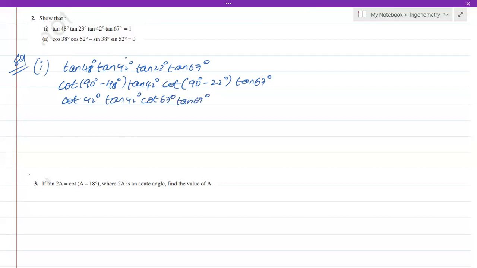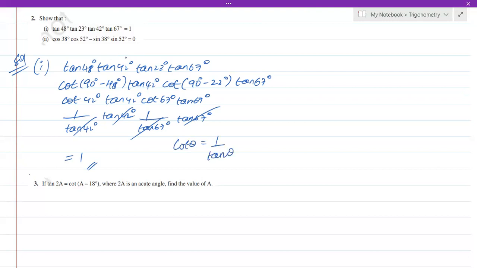Now remember, cot theta can also be written as 1 by tan theta. Cot theta and tan theta are reciprocals of each other. So 1 by tan 42 into tan 42. Cot 67 can be written as 1 by tan 67, tan 67. So tan 67, tan 67 gets cancelled. Tan 42, tan 42 gets cancelled. We are left with the answer 1. So remember this: cot theta can also be written as 1 by tan theta. Therefore, cot 42 can be written as 1 by tan 42, and cot 67 can be written as 1 by tan 67. Okay, so let's get into the next question.